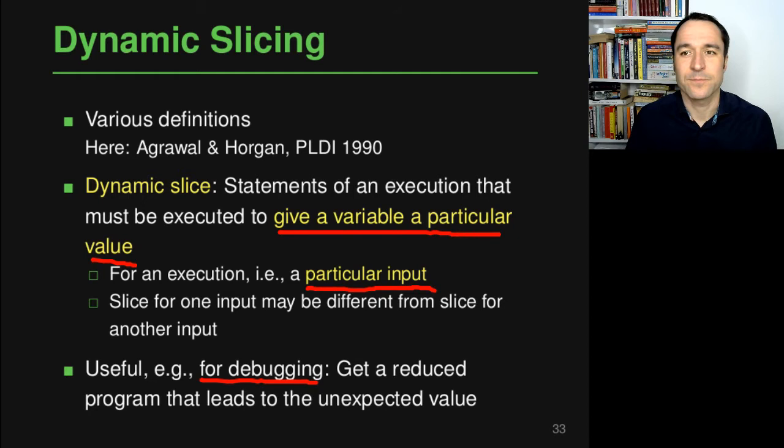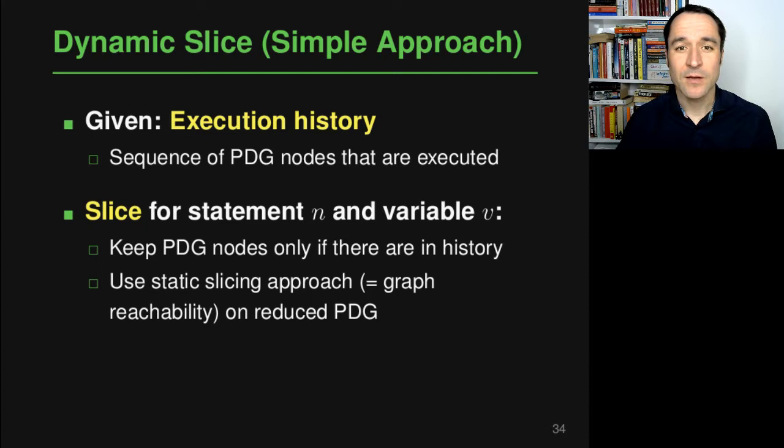We will here look at two different approaches to do this. They are very similar, but they differ in one important aspect, which we'll see. And we start with the simpler of the two, which I just call the simple approach. What you're given for both of them is a so-called execution history, which is basically the sequence of statements or the sequence of nodes in a program dependency graph that are executed with a given input.